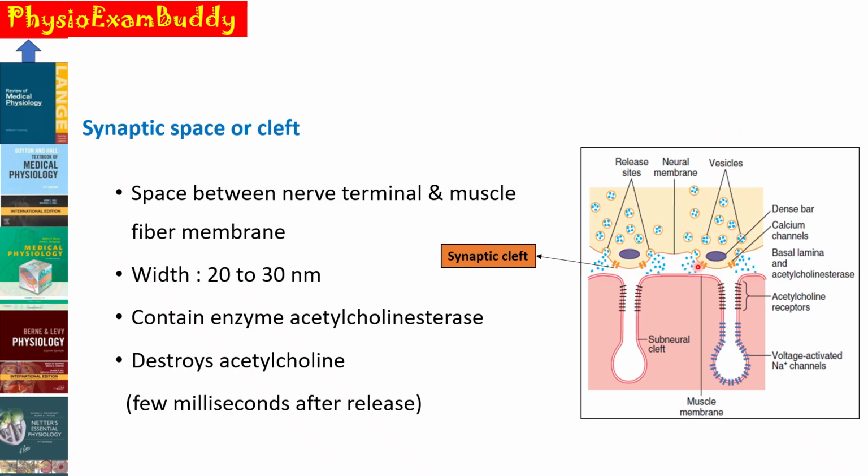The space between the neuron and the muscle is known as the synaptic space, also known as the synaptic cleft. The width of this space is usually 20 to 30 nanometers, and it contains an enzyme known as acetylcholinesterase. Its function is to destroy our neurotransmitter, acetylcholine, a few milliseconds after the release of acetylcholine from the vesicle into the synaptic space.